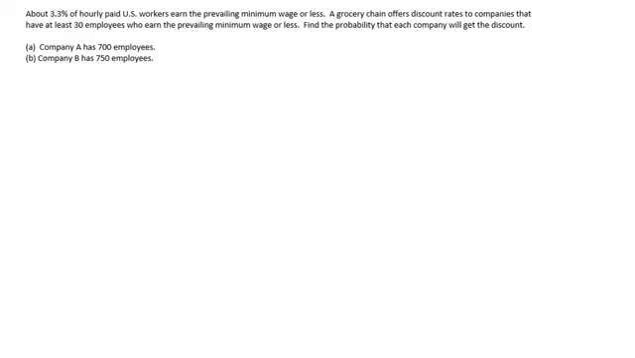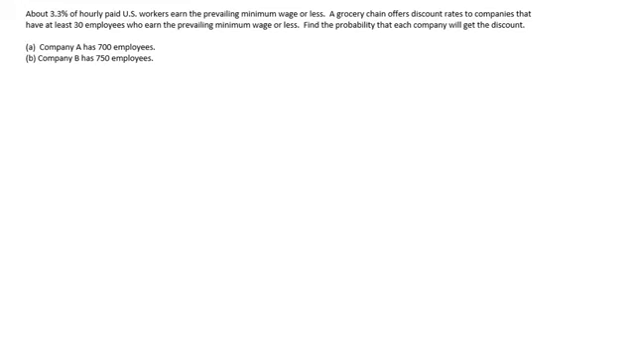About 3.3% of hourly paid U.S. workers earn the prevailing minimum wage or less. A grocery chain offers discount rates to companies that have at least 30 employees who earn the prevailing minimum wage or less. Find the probability that each company will get the discount. Part A. Company A has 700 employees.